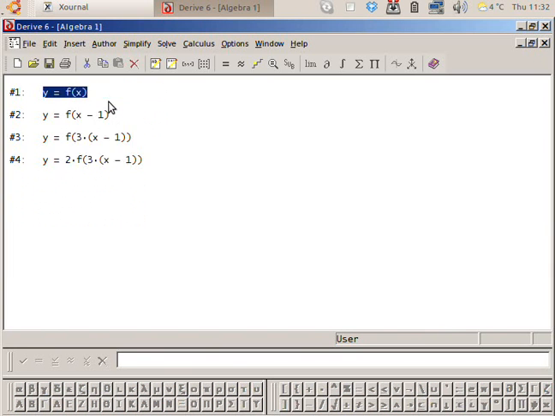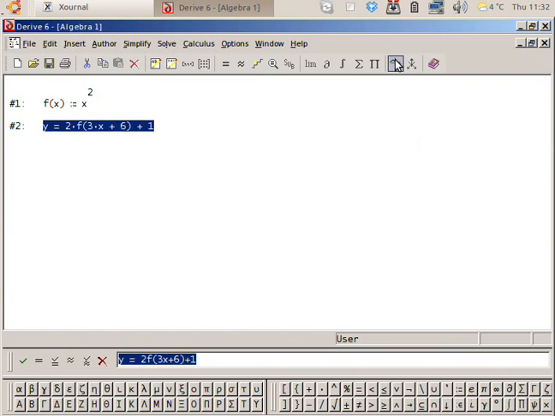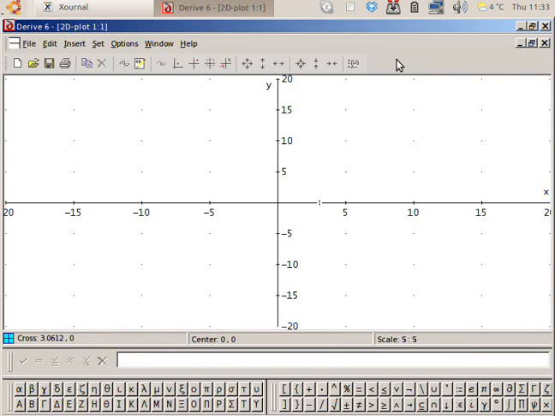Okay. So now I have f(x) equal to x squared. And what is my new function? 2f(3x + 6) + 1. Well, we'll write it like this. It doesn't matter. Plus 1. All right. So I kind of want this quadratic on the left, up a little bit, maybe a bit squished.